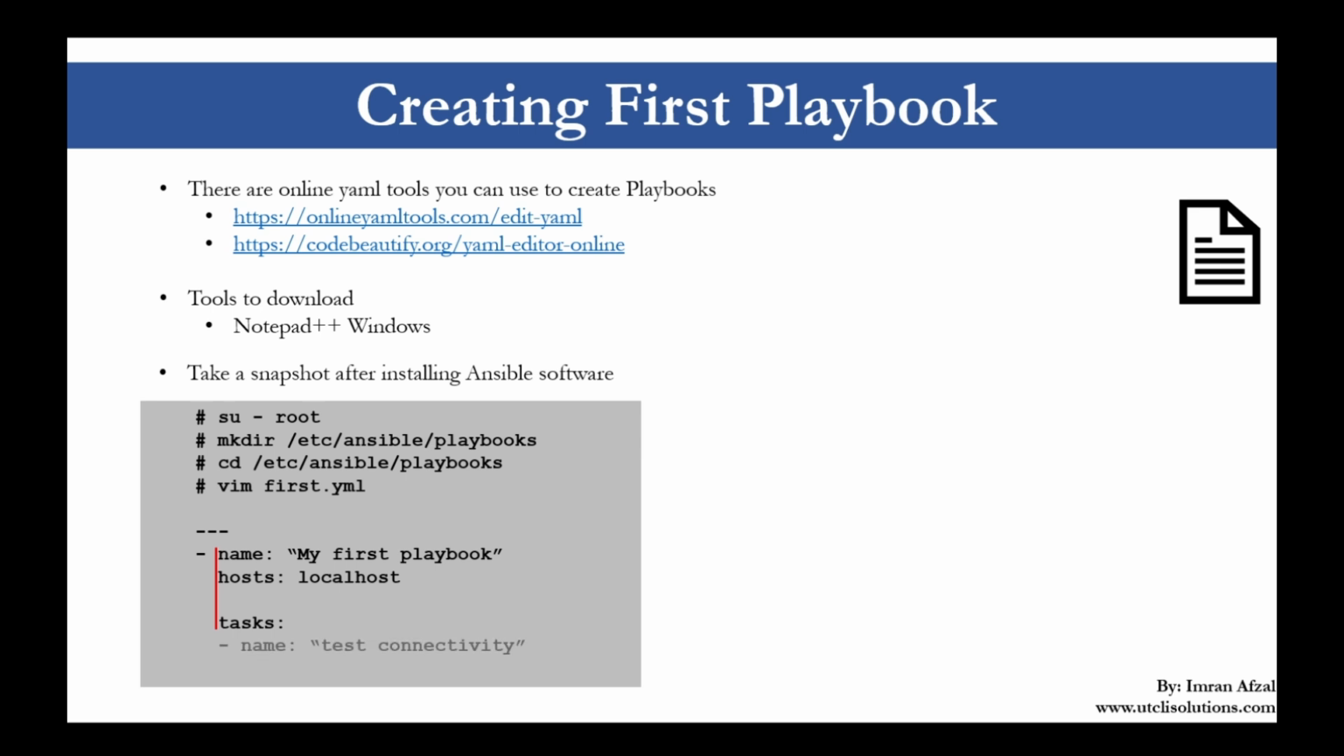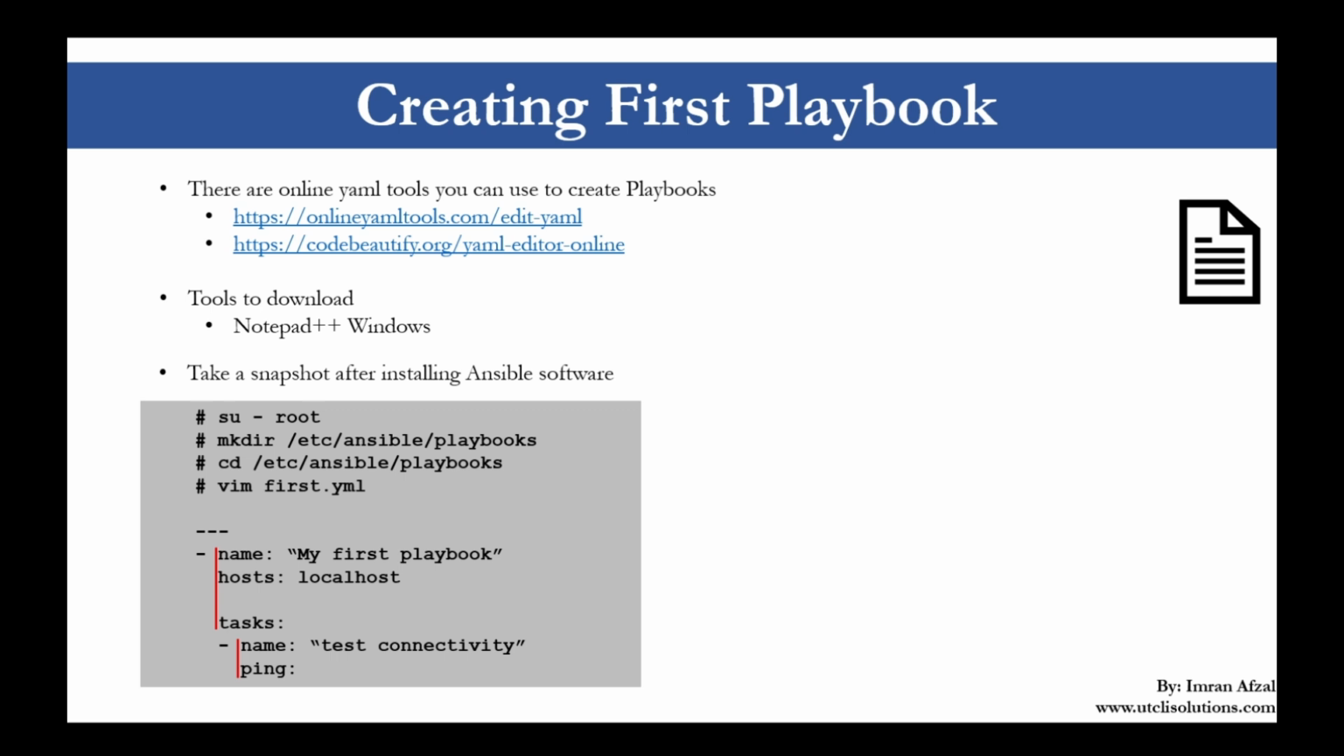So the name of the task is test connectivity. And now if you pay close attention, the hyphen is right below the T of tasks. It can move to the right if you want to, and the corresponding module is going to be right below it. You cannot have that hyphen before the spaces of the T of tasks. All right, the module that we're going to run is the ping module. And again, you notice that the ping module is right below the name of the task.